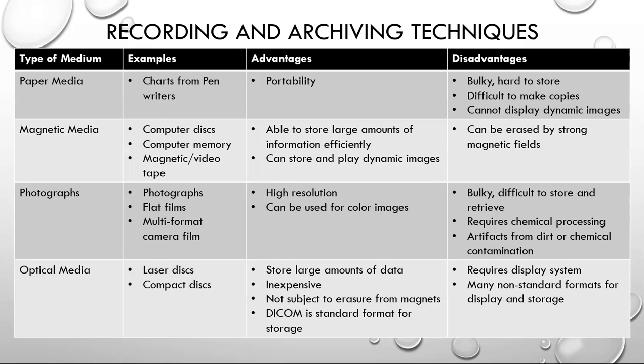So, our different recording and archiving techniques. Paper media, examples of which are charts and pens, are very portable, but they're very hard to store and very bulky. Magnetic media, such as computer discs, are able to store much larger amounts of information, but they can be erased by strong magnetic fields. Photographs and film, of course, have high resolution. They're wonderful for color images, but they're bulky, hard to retrieve, and require special processing in order to create them. Optical media, such as laserdisc and compact discs, store large amounts of information. They're fairly inexpensive, and they are not subject to erasure from magnets.